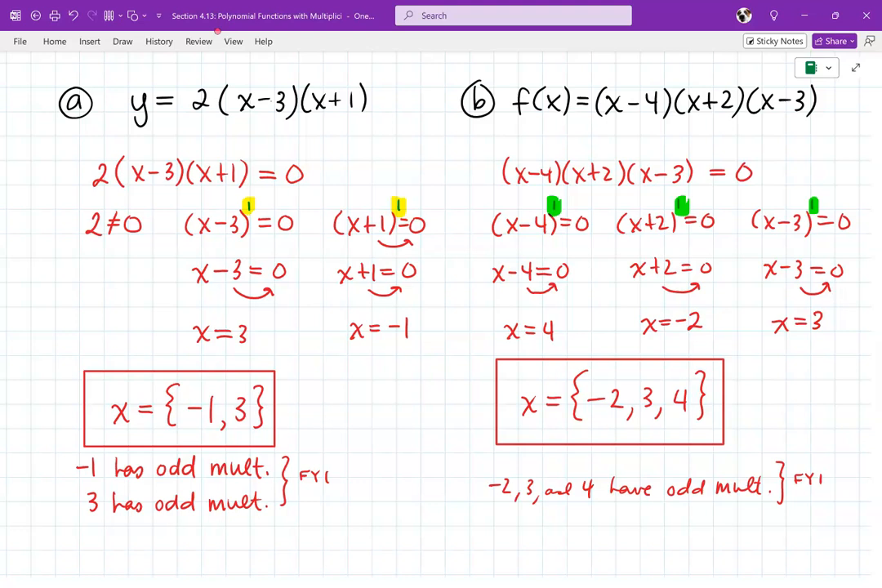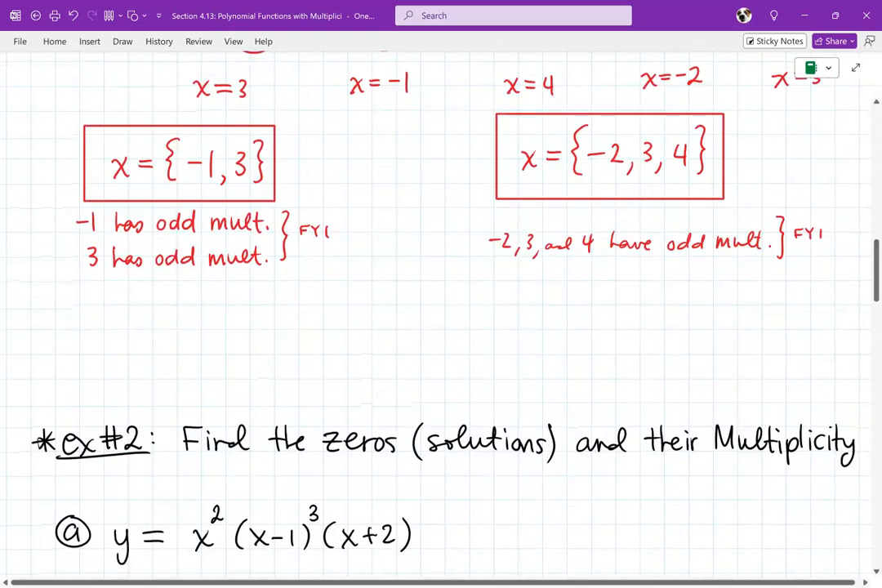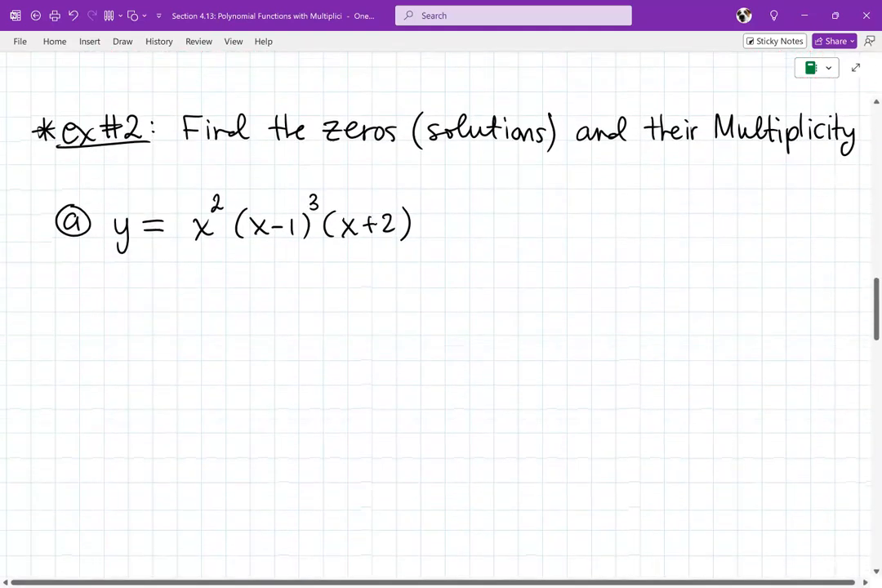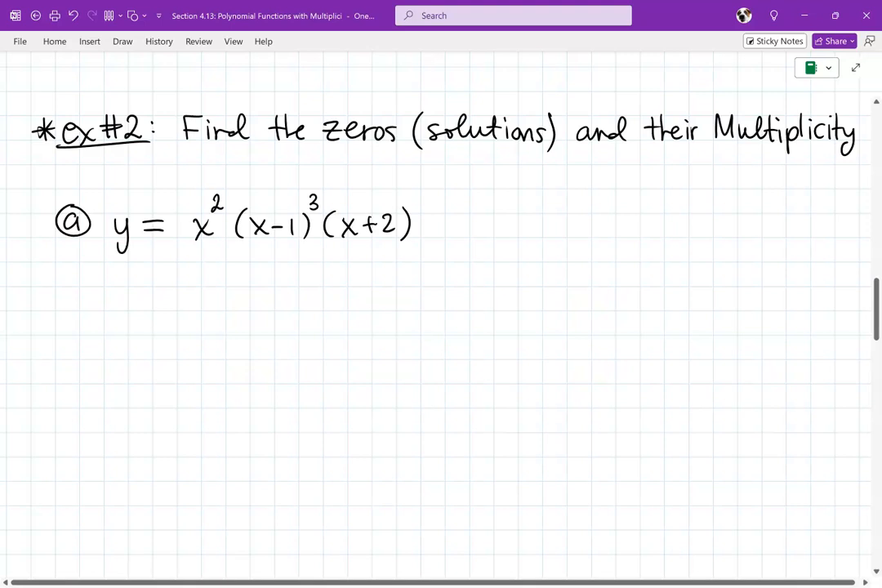Are we okay with example 1, just solving? Again, no factoring, so this makes it easier. Okay, just set it equal to 0, solve each piece. All right, here's example 2. Find the zeros, but now I want to know their multiplicity. Okay, remember, if the power is a 1, we don't say it has multiplicity 1, but if it's a power of 2 or more, we say it has multiplicity of 2, multiplicity of 3, multiplicity of 5, etc. But again, notice these are already pre-factored for me, so I don't have to do anything in terms of factoring. I just got to solve.